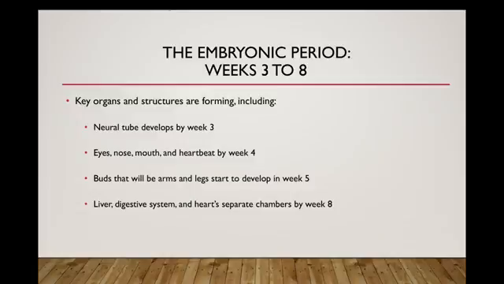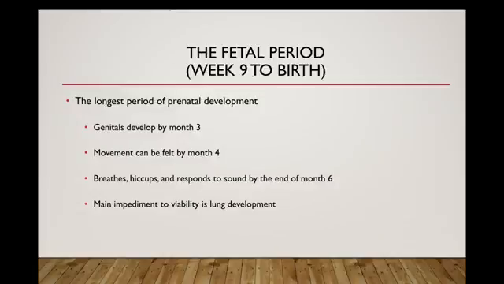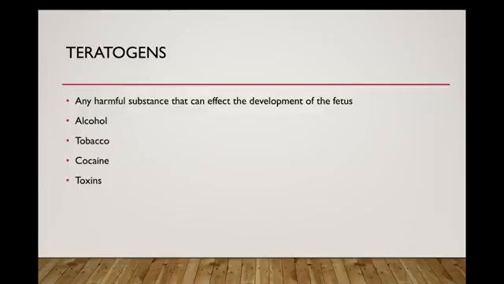Also, what's happening, of course, is the brain is developing as a part of that central nervous system. And so then basically in the fetal period, everything just kind of gets bigger. You can tell whether it's a male or a female. But also something that happens during the second period of development is teratogens.